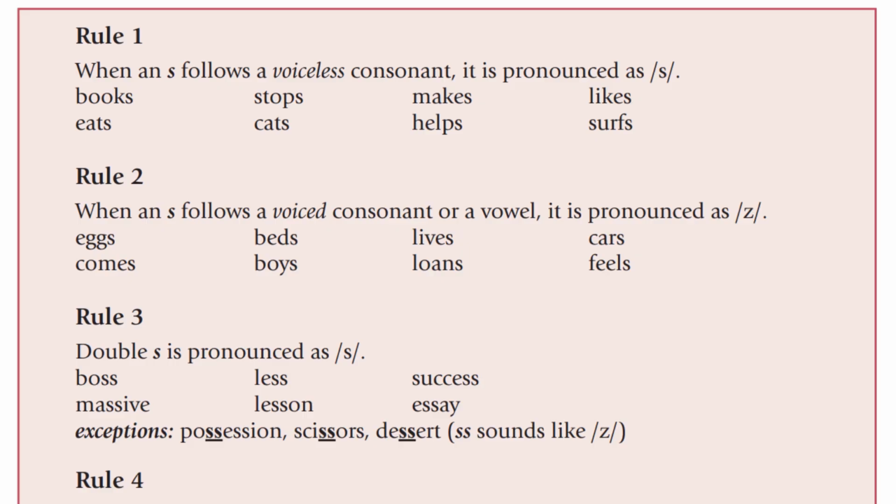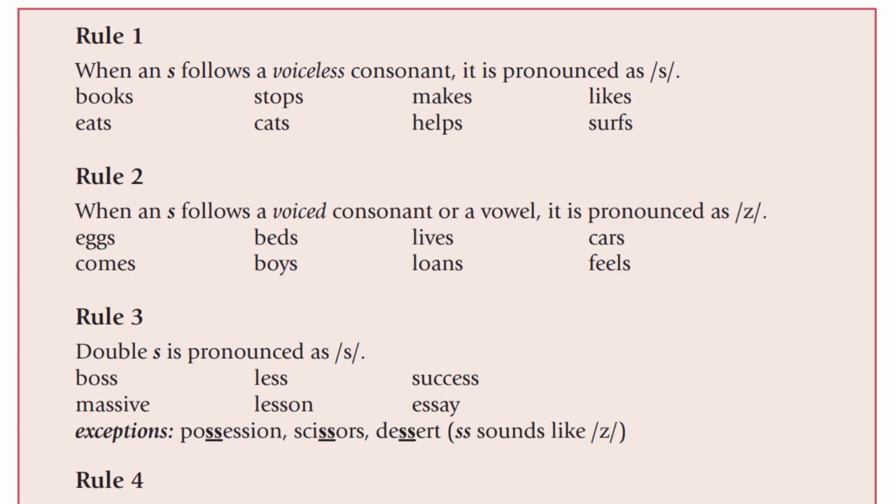Rules for pronouncing S and Z. Voiceless consonants followed by an S are pronounced as S. Books. Eats. Stops. Cats. Makes. Helps. Likes. Surfs.